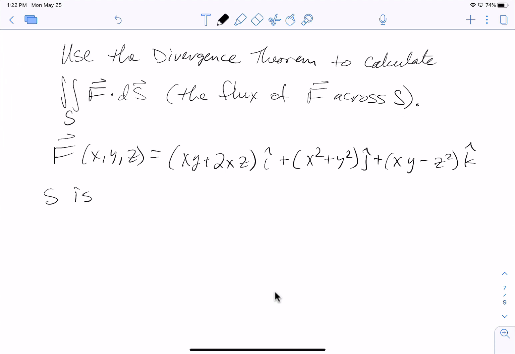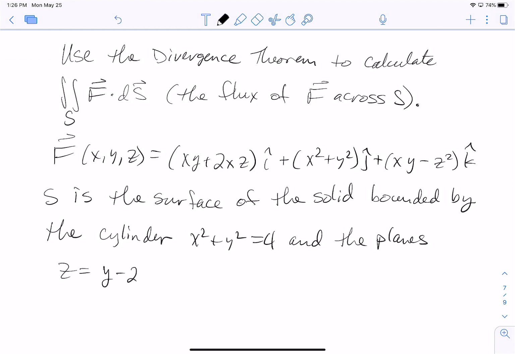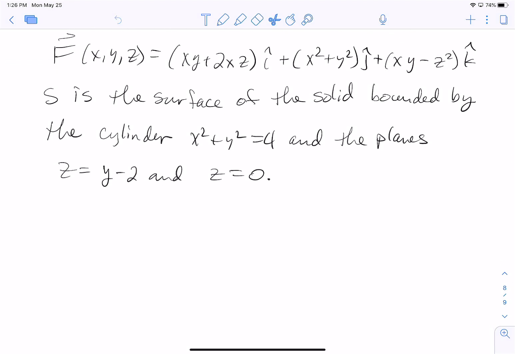S is the surface of the solid bounded by the cylinder x squared plus y squared equals 4, and the planes z equals y minus 2 and z equals 0. Well, let's see what we're looking at. I'd actually like you to see what we're looking at. Go ahead and pause the video and draw the solid, please.